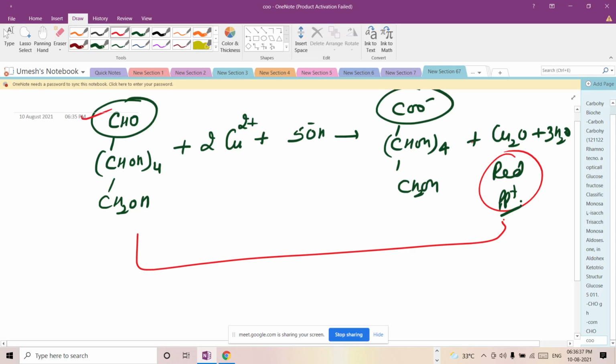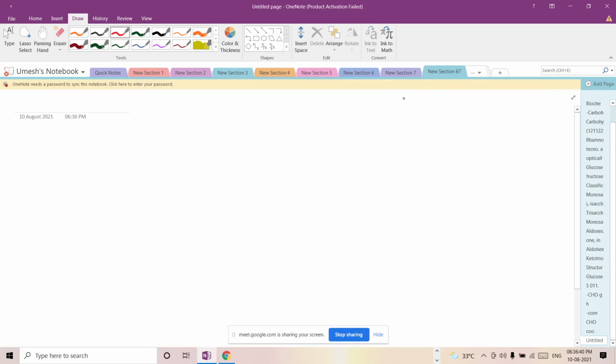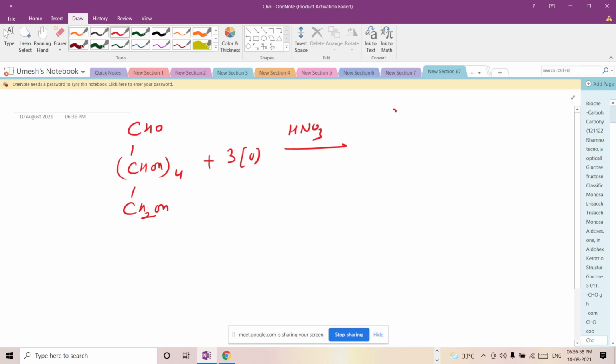That confirms the presence of the aldehyde group. Another test now. If this is further oxidized with nitric acid, both the aldehyde and the primary alcohol get converted to carboxylic acid. The secondary alcohols are not affected, but the last one, which is a primary alcohol, is converted to carboxylic acid.